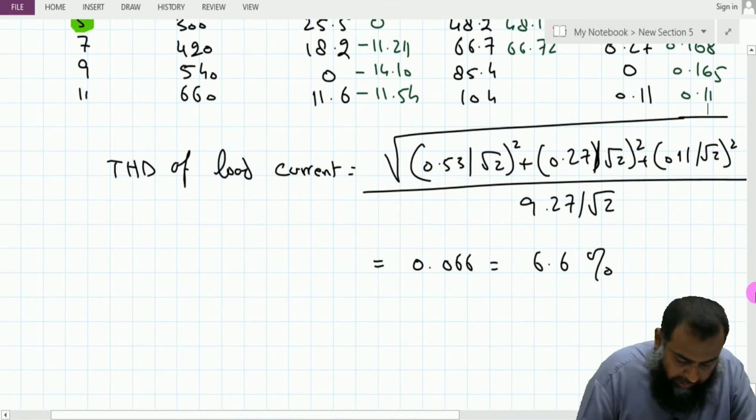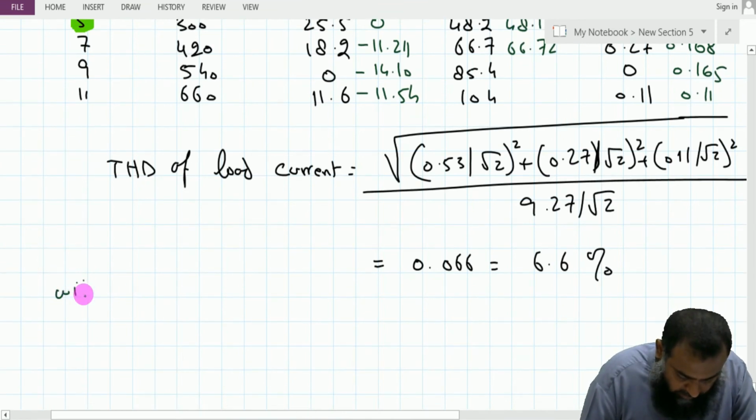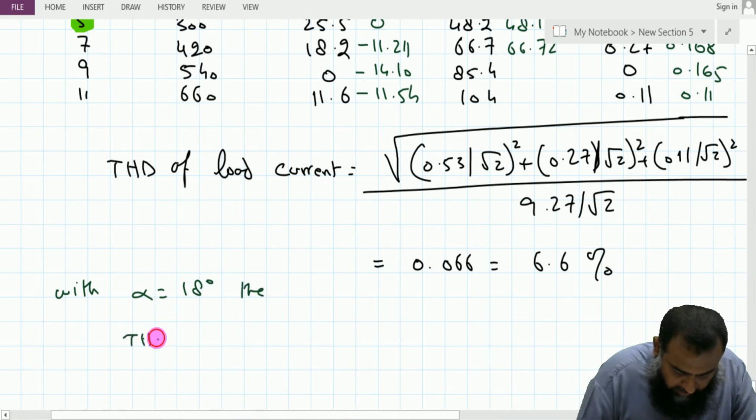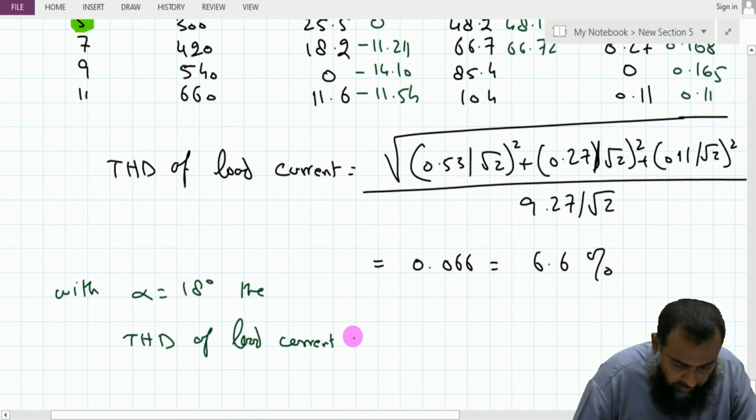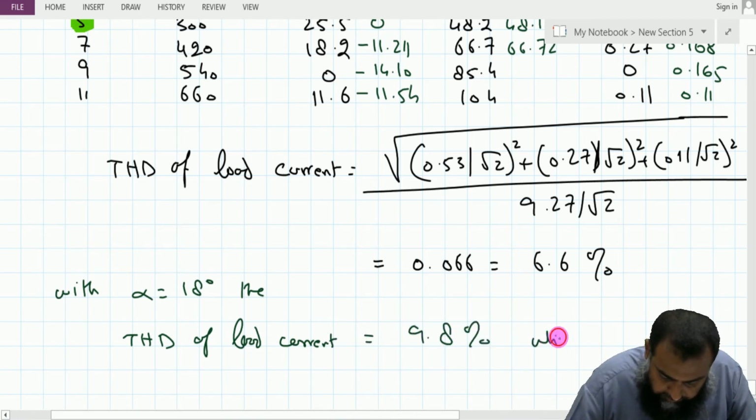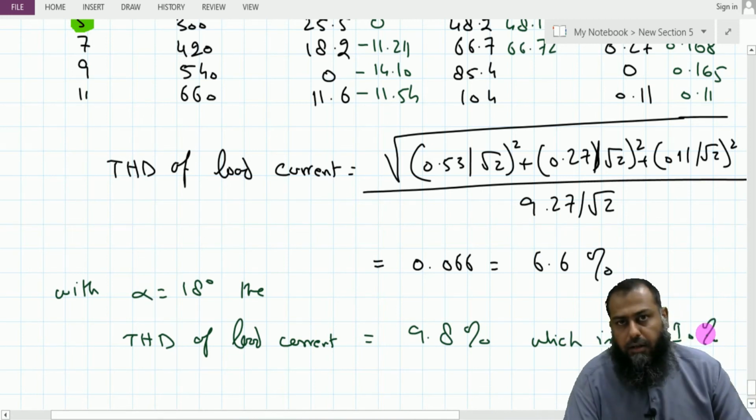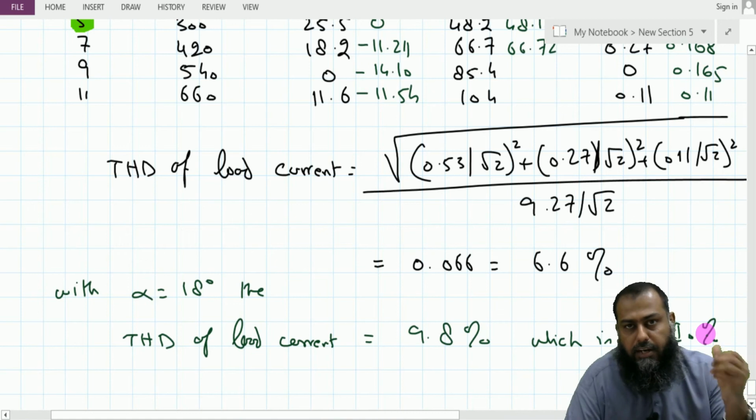So in this particular case, with alpha equal to 18 degrees, the THD of the load current becomes equal to 9.8%, which is less than the 10%. Both provide us a value that is less than 10%.